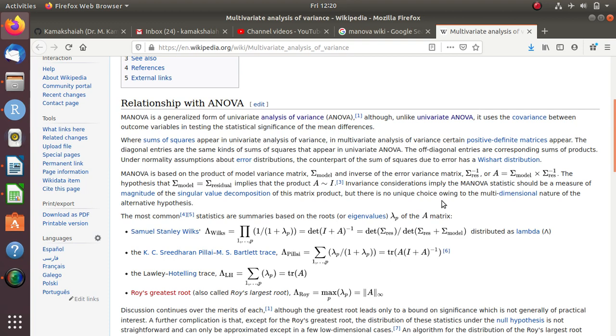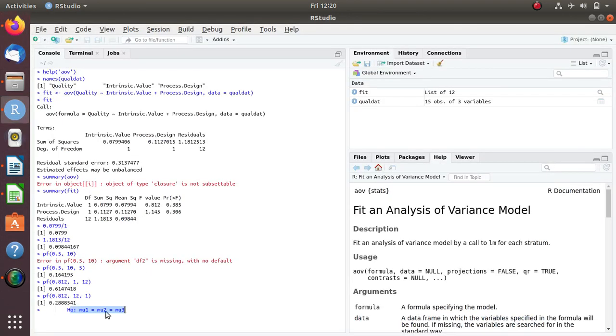And in MANOVA, the null hypothesis is once again the same. See, this is the null hypothesis: the mu values on the LHS are equal to the mu values on the RHS. Suppose you have n variables, something like x1 plus x2 plus x3 is equal to y.